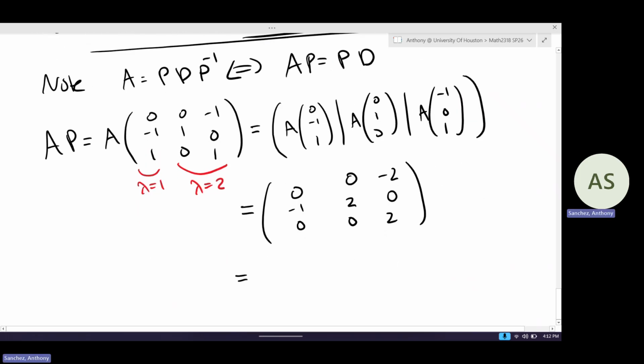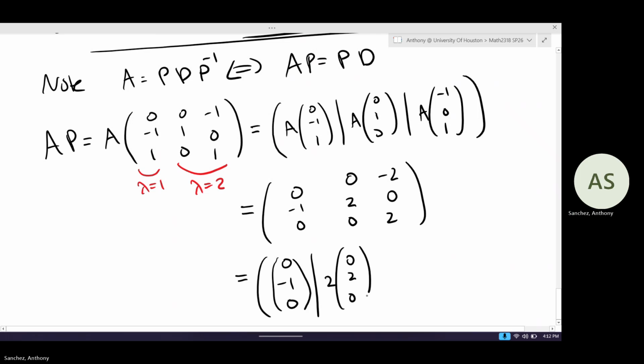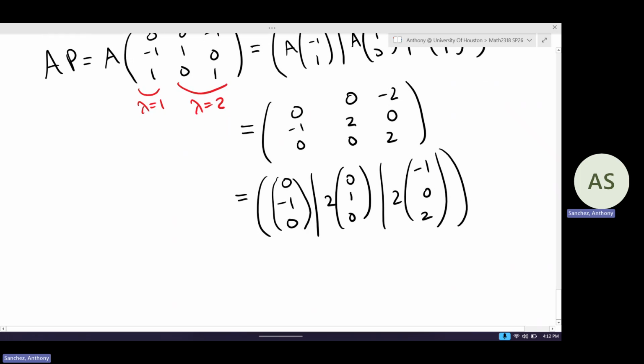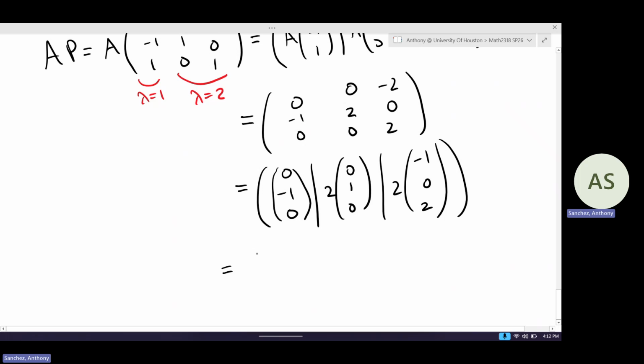But now what is this? This is the same thing as the matrix that I get by doing this vector first, and then 2 times this vector, and then 2 times this vector. But I can write this multiplication in a slightly different way, right? This is basically grabbing this first vector with weight 1, the second vector with weight 2, the third vector with weight 2. And this is just a matrix multiplication of P, which is (0, -1, 0; 0, 1, 0; -1, 0, 0), times the diagonal matrix with 1, 2, 2.